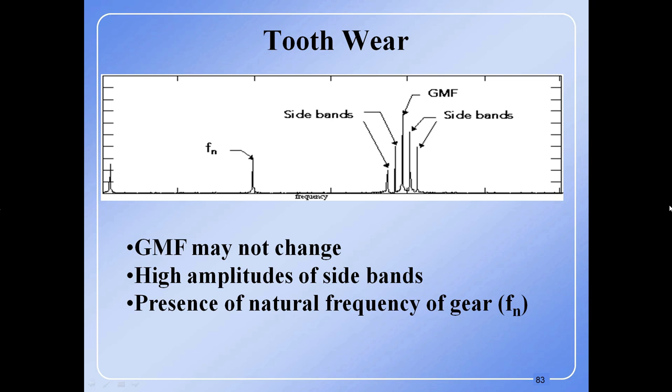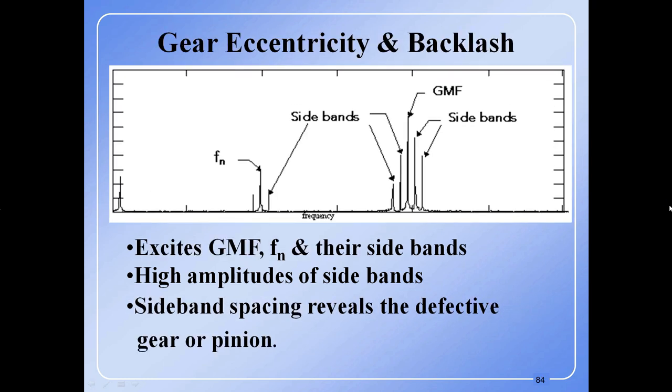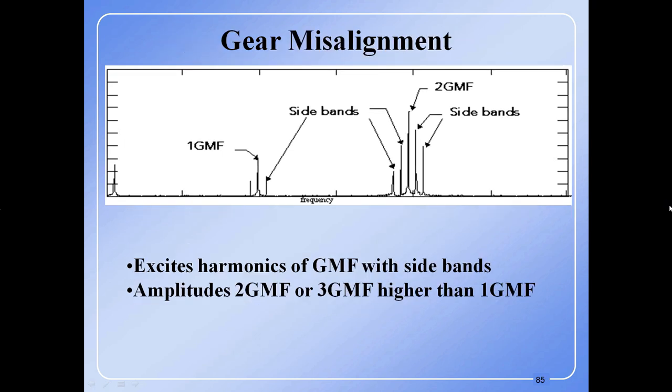Tooth wear: GMF may not change, high amplitudes of the sidebands, presence of natural frequency of gear, fn. You can see in the picture. Gear eccentricity and backlash: exact GMF, fn and their sidebands, high amplitude of the sidebands, spacing reveals the defective gear or pinion. Gear misalignment: exact harmonics of GMF with sidebands, amplitude of 2 GMF or 3 GMF higher than 1 GMF.